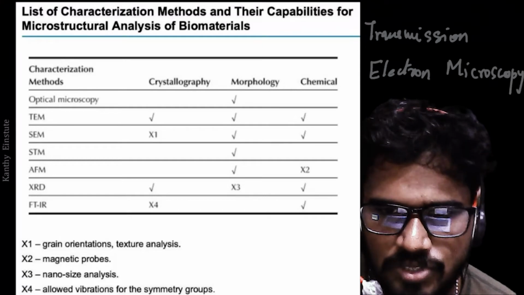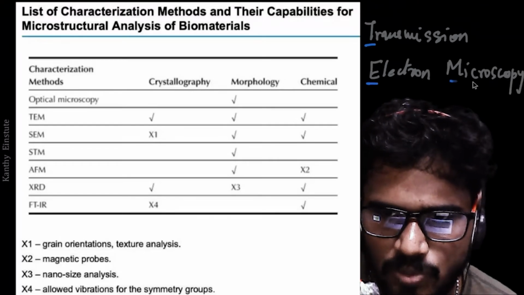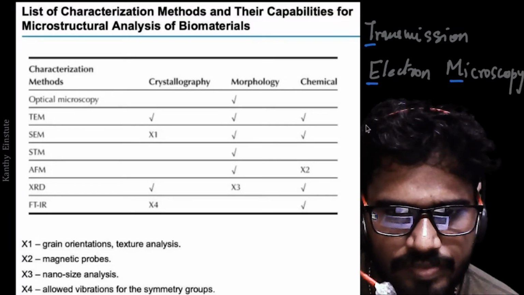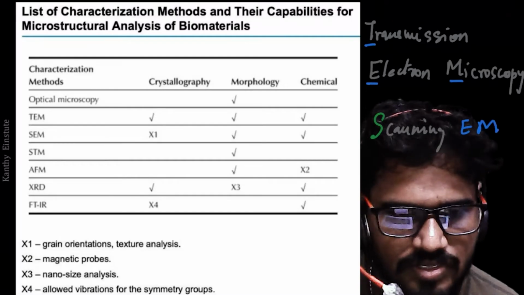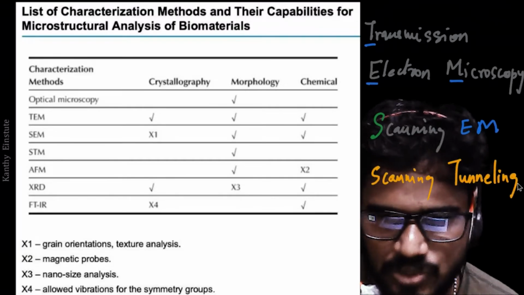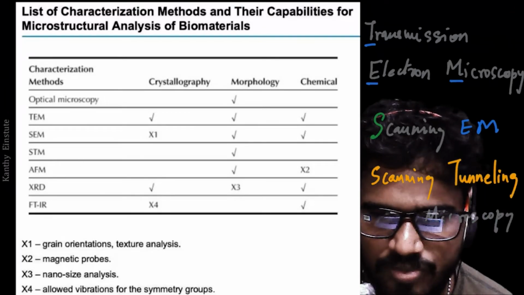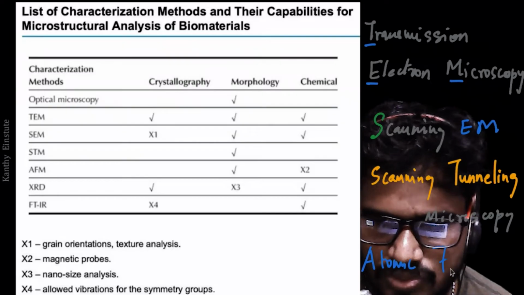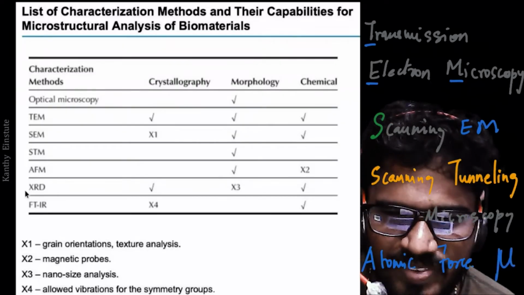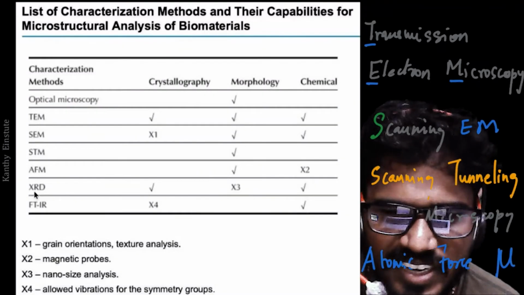You have transmission electron microscopy. Then you have scanning electron microscopy. You have STEM, which is scanning transmission microscopy. Then you have atomic force microscopy. Then you have X-ray, XRD, X-ray diffraction.